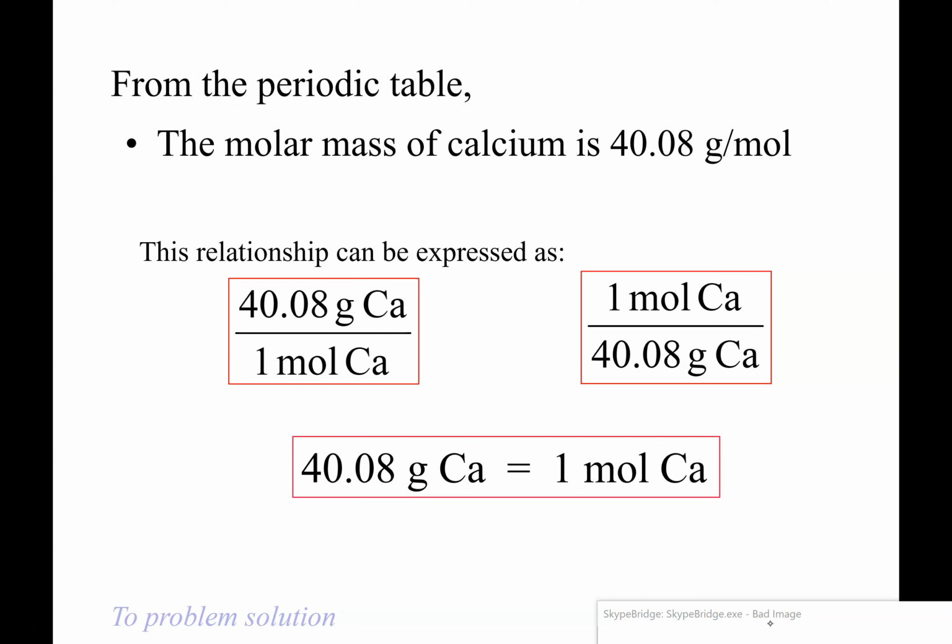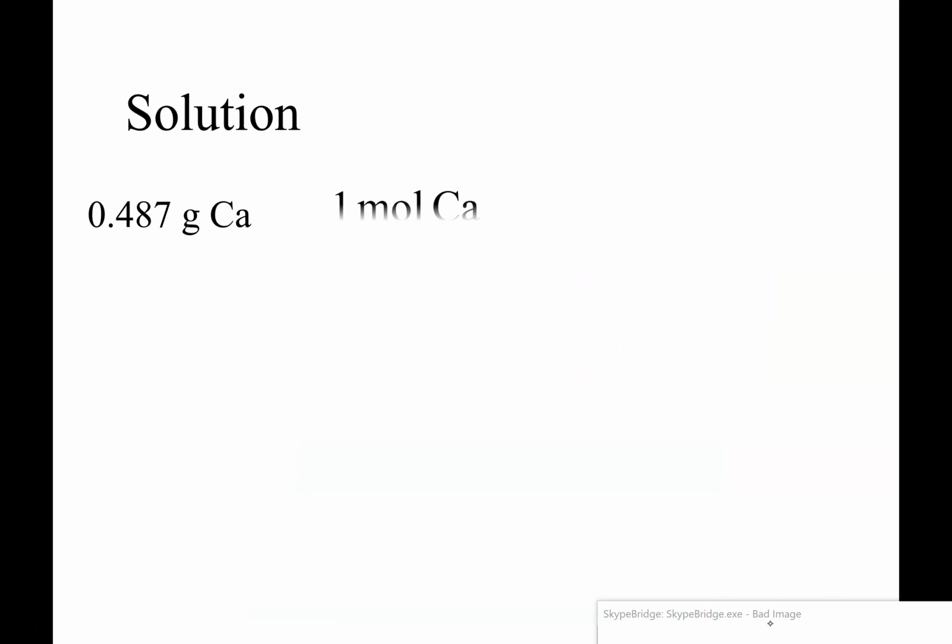We can also flatten it out. So I'll get you started. The first term is going to be 0.487 grams calcium, put it over 1. Then go ahead and write the next term. It's going to be one of those 2 ratios we had on the previous slide.